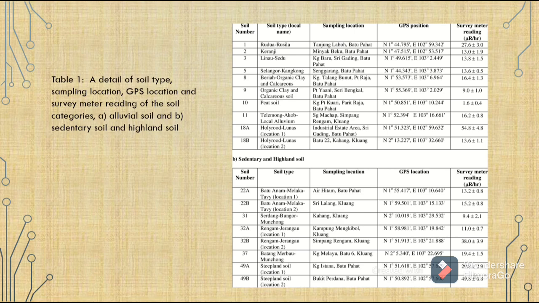Okay, this slide shows Table 1, which has details of soil type, sampling location, GPS location, and survey meter reading of the soil categories. A is the table of alluvial soil, and B is sedentary soil and highland soil.